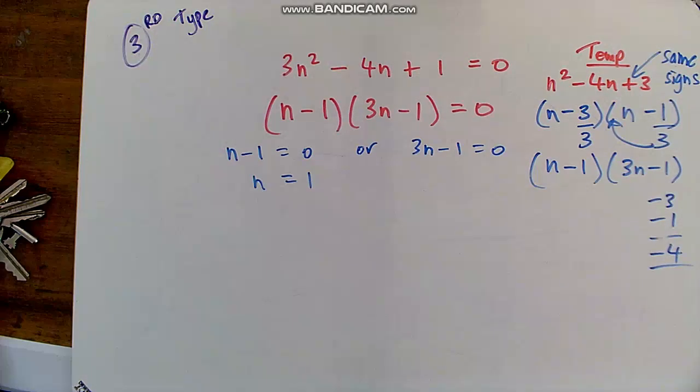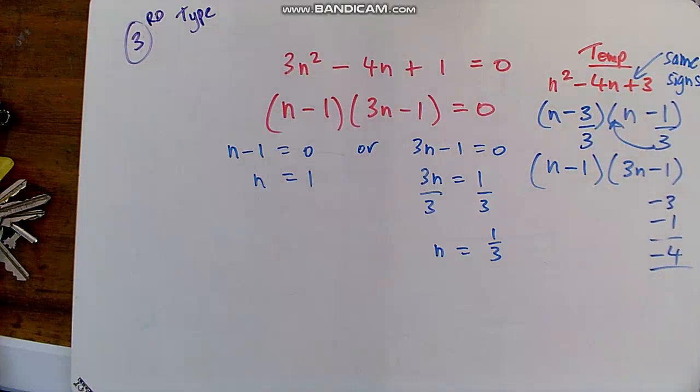On the right hand side, 3n minus 1 is equal to 0. The first step will be to move that minus 1 over to the right hand side. And the next step would be to divide both sides by 3. And we will get n is equal to a third. So notice here, our final answer: n is equal to 1 or n is equal to 1/3.